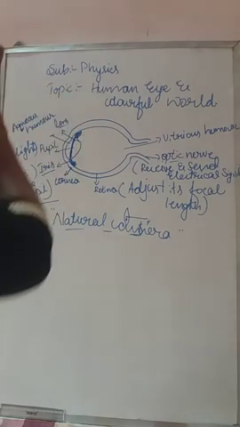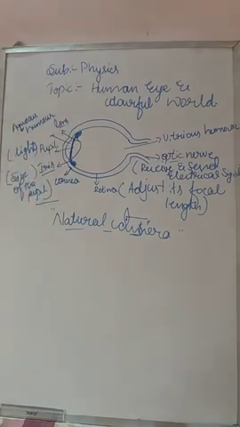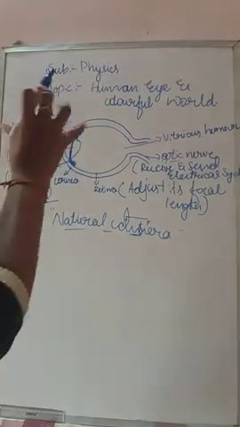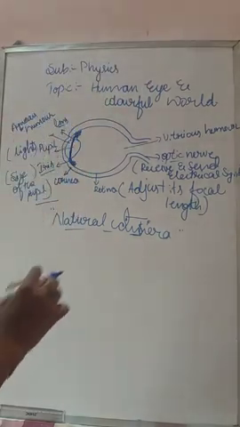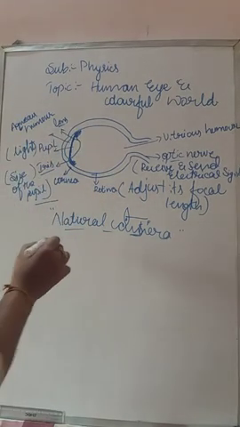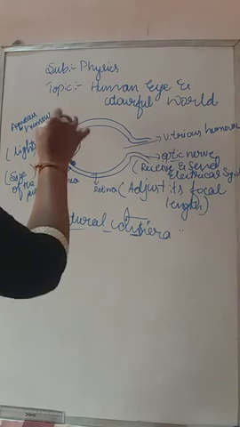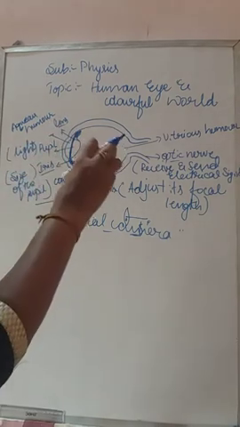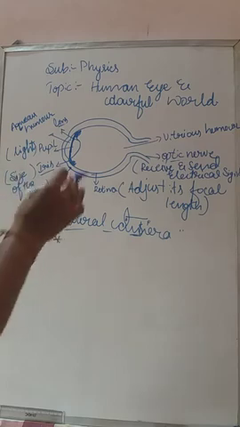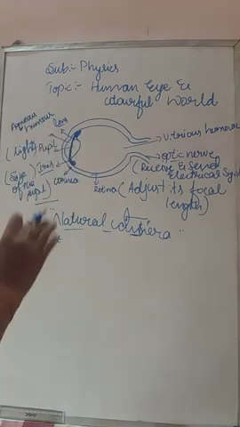I told you already, the lens is a very important thing. Without the lens we can't see anything. So the lens of the eye forms an image. This lens captures the image, and that image is formed on the retina first. Clear? That is the first point: the lens captures the image and it is formed or placed on the retina.